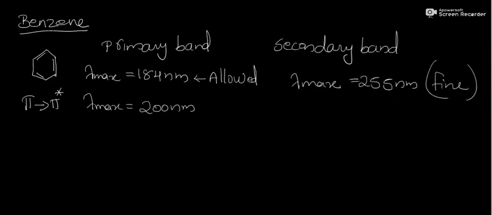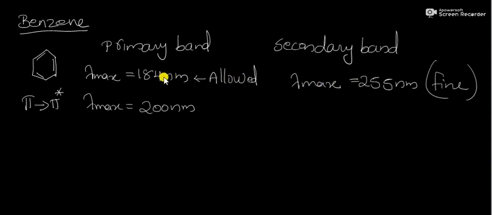Next is an aromatic compound, benzene. It is the simplest aromatic compound with a delocalized pi electron system. Due to the presence of pi electrons, it has a pi to pi star transition. It shows two primary bands with lambda maximum at 184 nanometer and 200 nanometer, and a secondary fine structure with lambda maximum equal to 255 nanometer in cyclohexane as solvent.